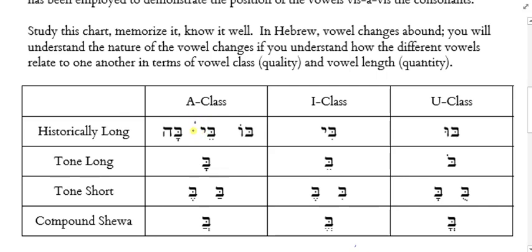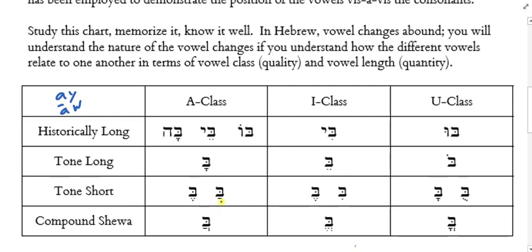Now, the historically long A-class vowels are Holam Vav, Tsere Yod, and Kametz He. Now, the Kametz He you can imagine being an A-class vowel. The question is, why are Tsere Yod and Holam Vav in the A-class column? The reason is that, if you remember, the Tsere Yod is a result of the AY diphthong, and the Holam Vav is a result of the AW diphthong. When these both contract, they become Tsere Yod and Holam Vav. So that's why they're in the A class, because they originate out of A-class vowels formed in diphthongs that then contract to these. The tone long is the kametz.